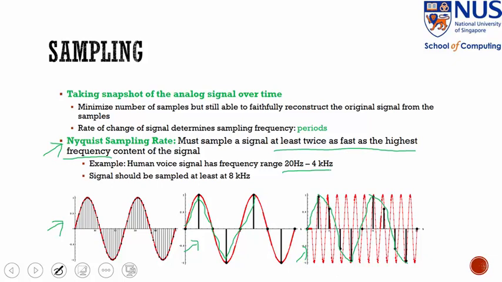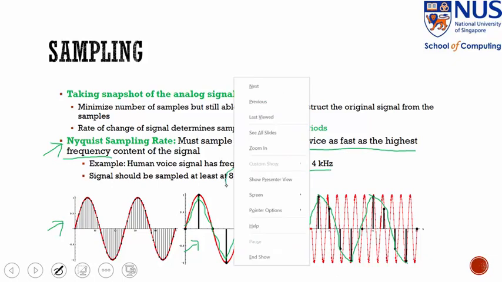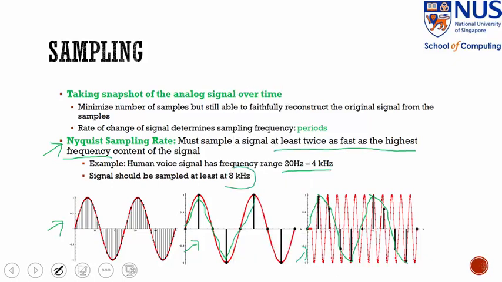In order for me to faithfully reconstruct the signal, I must be able to sample the signal at least at 8 kilohertz. This is important because when we are doing ADC operations, we must have a good idea of the nature of the analog signal that we are dealing with. What is the voltage range? What is the frequency range? And from there, we will need to make some decisions and in some cases even build some signal conditioning circuits before we actually provide the signal to the ADC module.